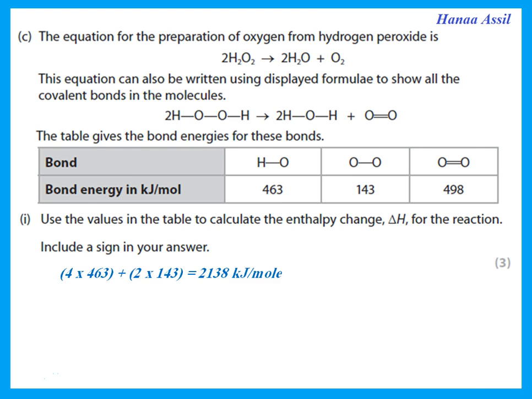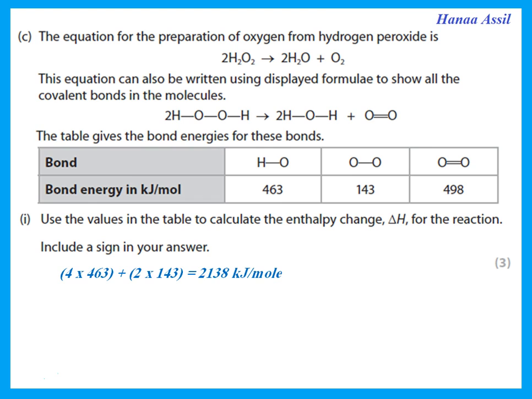Before the arrow I have 4 OH bonds. So that is 4 times the bond energy for the OH. Plus I have 2 O single bond O bonds. So that is 2 times 143. So this is the energy needed to break the bonds in the reactants.